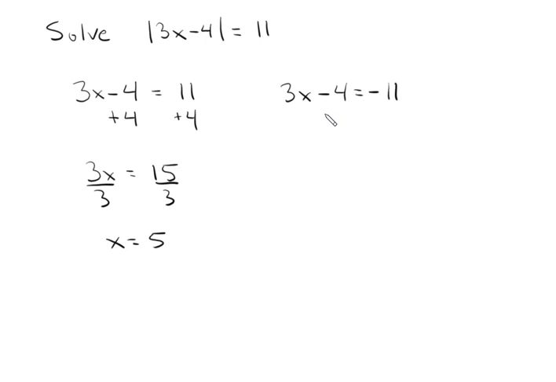Okay, for the other one, we'll start out the same way. We'll add 4 to both sides. In this case, that's going to give us negative 7, so we'll get 3x is equal to negative 7. Then we'll divide both sides by 3, and we'll get x is equal to negative 7/3.